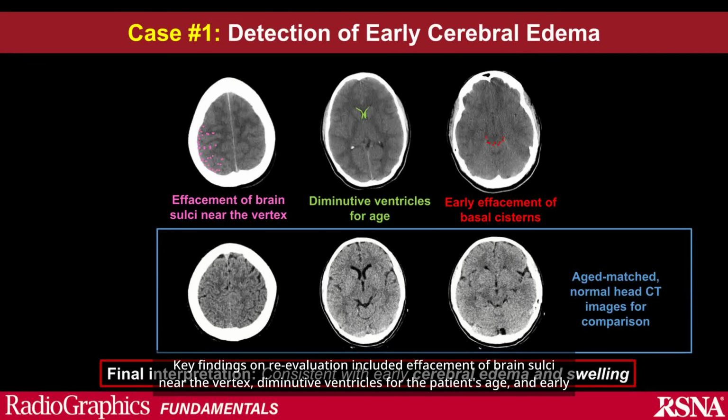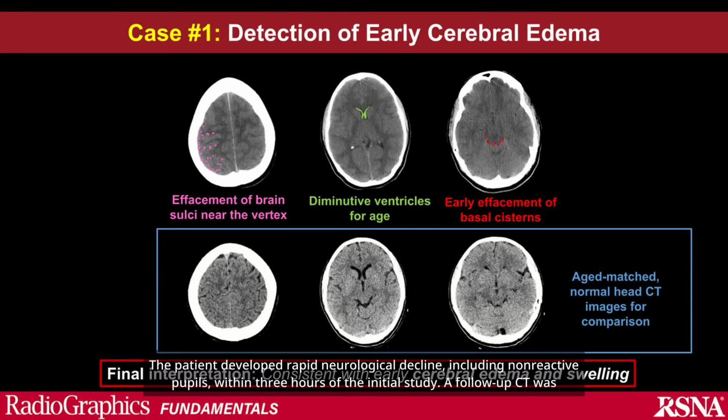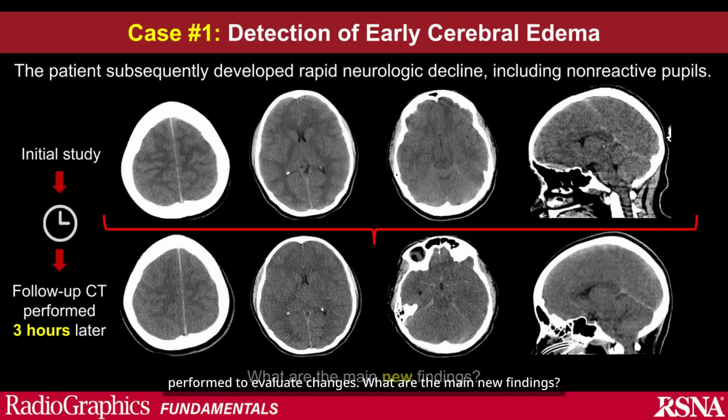Key findings on reevaluation included effacement of brain sulci near the vertex, diminutive ventricles for the patient's age, and early effacement of basal cisterns. These findings, when compared with normal CT images, led to a final diagnosis of early cerebral edema and brain swelling. The patient developed rapid neurological decline, including non-reactive pupils, within 3 hours of the initial study. A follow-up CT was performed to evaluate changes.